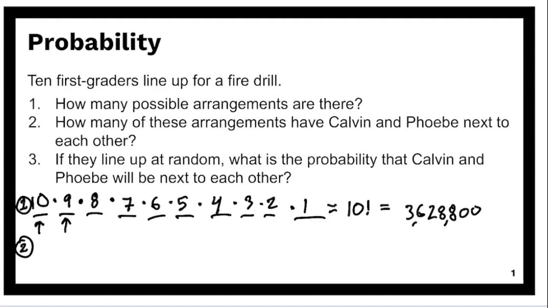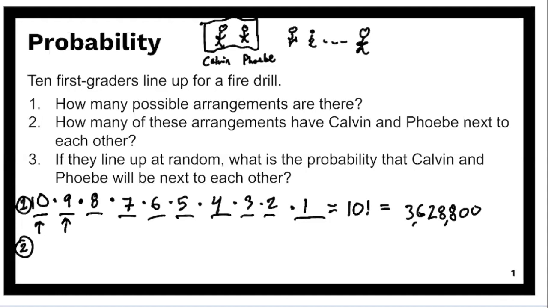So we're looking at Calvin and Phoebe being next to each other. What I'm going to do is think about, here's Calvin maybe, here's Phoebe. And think about Calvin and Phoebe as one group. So instead of thinking about them separately, if we're putting them together, we're going to think about them as one group, Calvin and Phoebe. And then we have the 8 other students over here. So here we have the 8 other students for a total of 10 students.